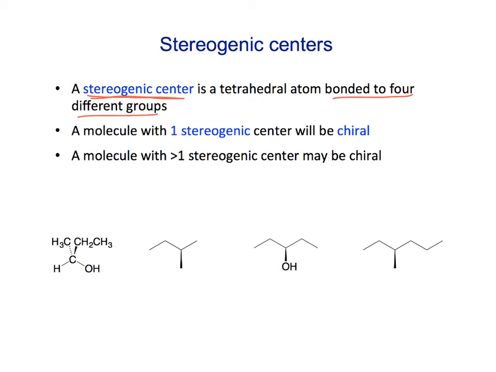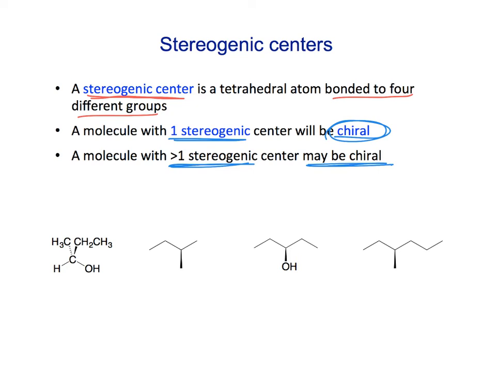A molecule that has a single stereogenic center, these are sometimes called chiral centers as well. If it has one stereogenic center, it will be chiral every time. If a molecule has more than one stereogenic center, it may be chiral, or it may not be. We'll see what controls that in an upcoming video.